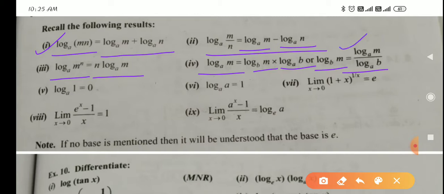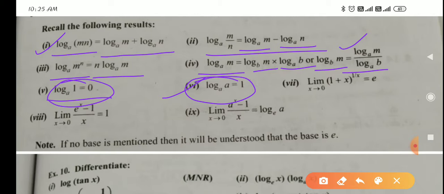Base changing formula, just before I was telling you. Log 1 to any base, where the base a is given. The condition on a, I told you, is that a is greater than 0 but not equal to 1. So log 1 will be 0. Log a to the base a is 1, and till here, formulas 1 to 7.